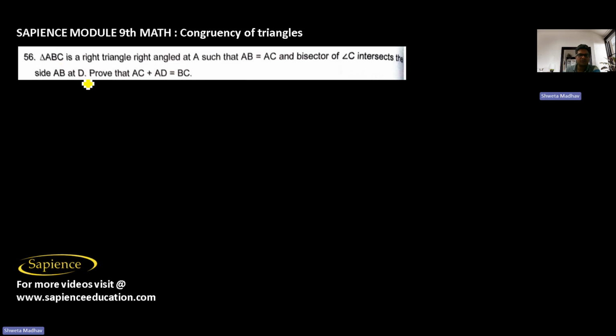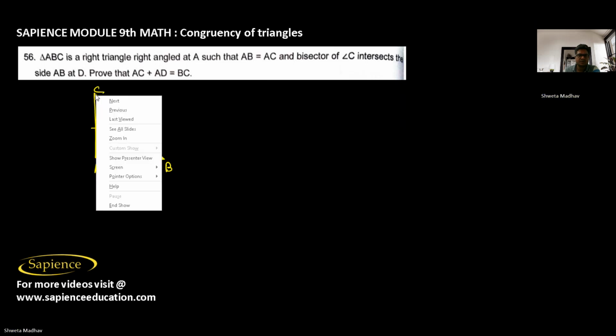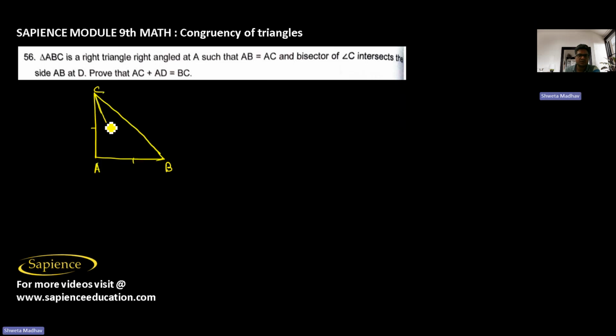So here it is told that triangle ABC is right angled at A, such that AB equals AC, and the bisector of angle C intersects the side AB at D. Prove that AC plus AD is equal to BC. So this is the right angle and this is the bisector. It means these two angles are equal.